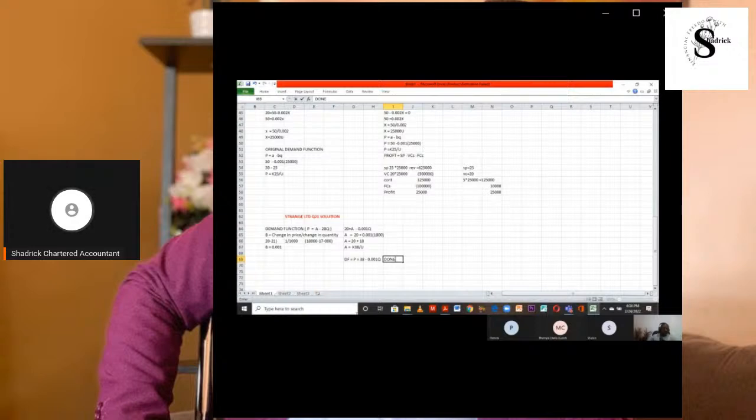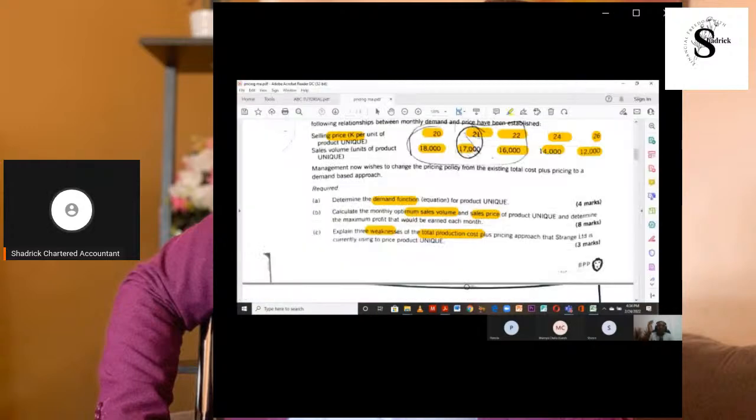Let's go to part B and see what we're working out. Is there anyone with a question? Calculate the monthly optimum sales volume and sales price of product Unique. Okay, so let's go to sales volume and sales price. Now remember what we said. What is sales volume? To get the price that's going to maximize our profit, we need the sales volume and sales price.